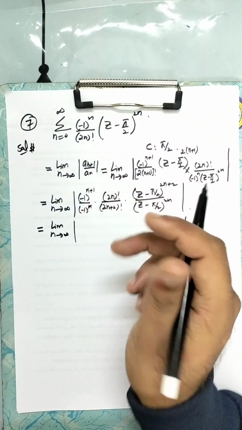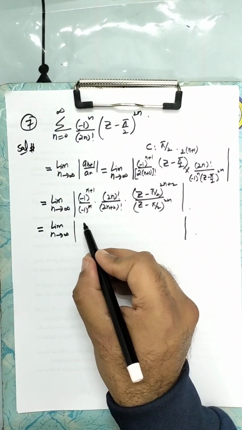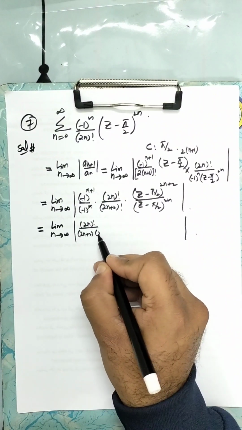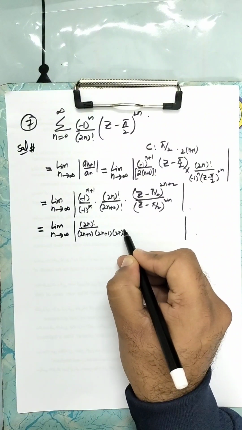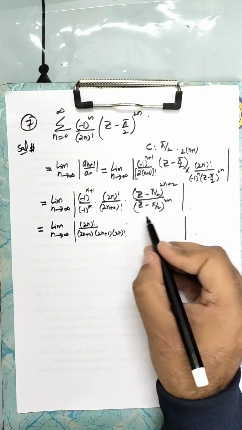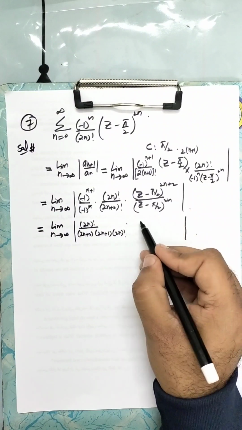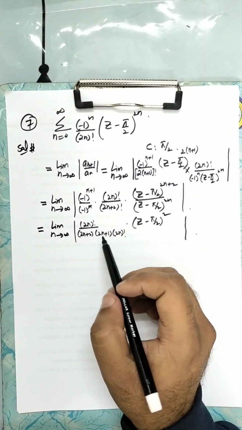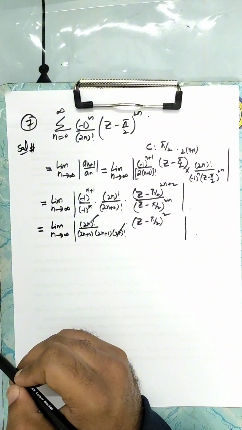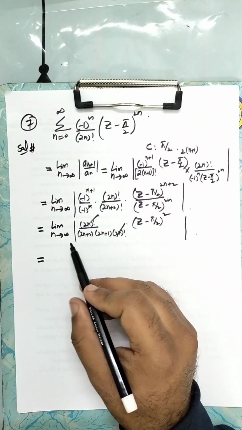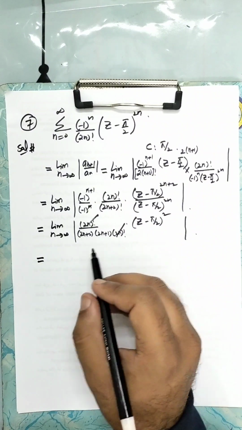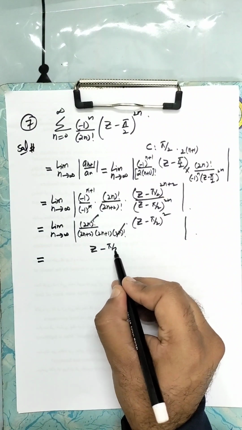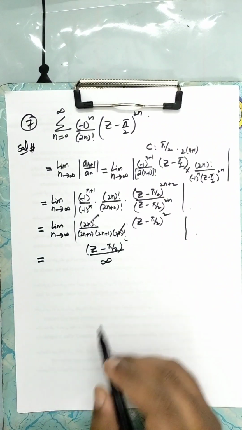So these terms vanish now, and here 2n factorial, and open this factorial. This is 2n plus 2, this is 2n plus 1, and this is 2n factorial. Now come here, the 2n plus 2 power 2 cancels out and only (z minus pi by 2) power 2 remains. So check this, 2n factorial cancels out this 2n factorial. Now put the limit here, and if we put the limit here, this becomes (z minus pi by 2) square over infinity.